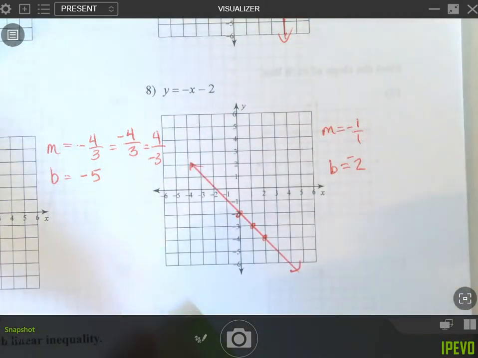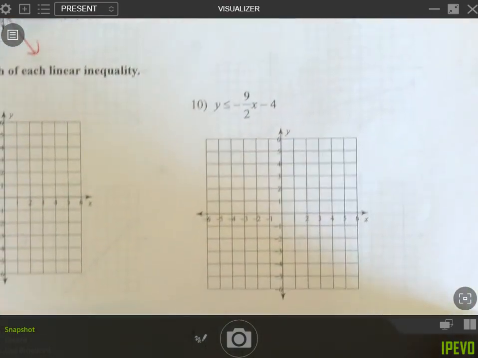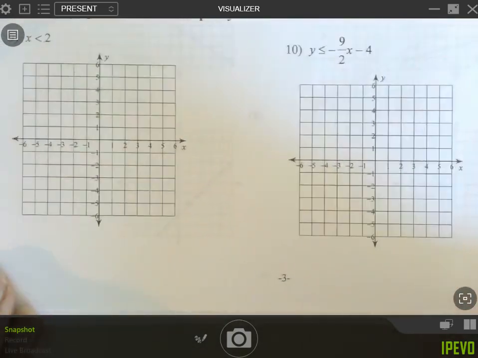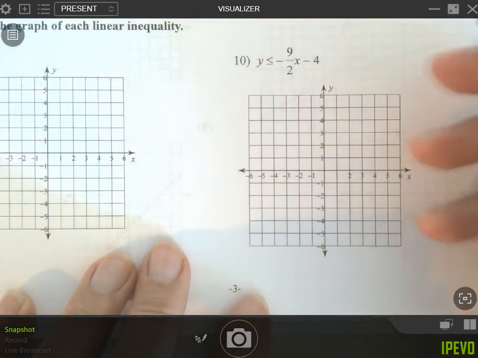All right, any questions on those? Okay, now we're getting back into inequalities, yes? All right, I'm actually going to start with 10 first, and you probably can see 9 and figure out why. But I'm going to start with 10. First of all, should my line be dashed or solid?